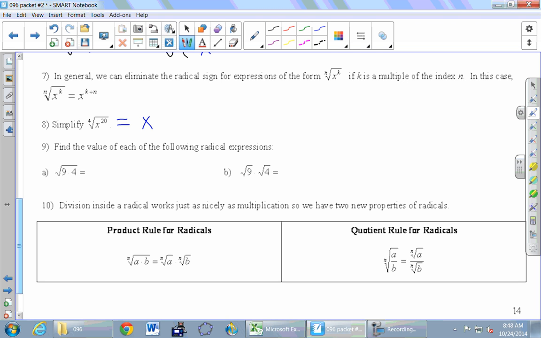What did we decide we were doing with those powers? Dividing them. So this is x to the 20 divided by 4. In other words, x to the 5th. That's it.